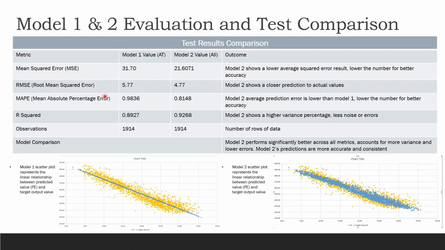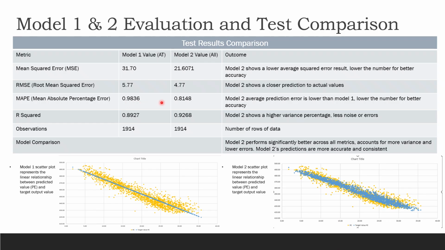Here's the Model 1 and 2 evaluation and comparison between the two based on my calculations. So we can see that the comparison is very similar in values. But when we're calculating each one of these, they represent a different metric. So in this case, for mean squared error, Model 2 shows a lower average squared error result, which was how we calculated it. And so for this particular metric, we're looking for a lower number, better for accuracy.